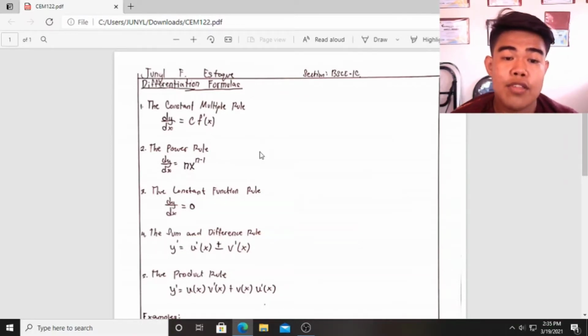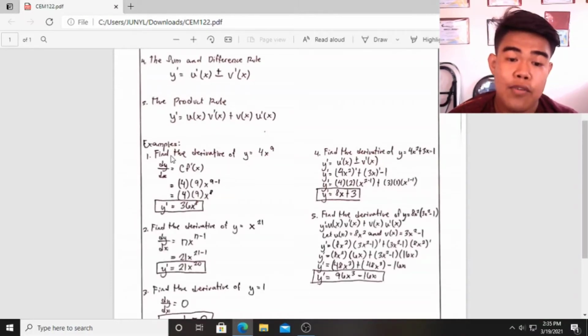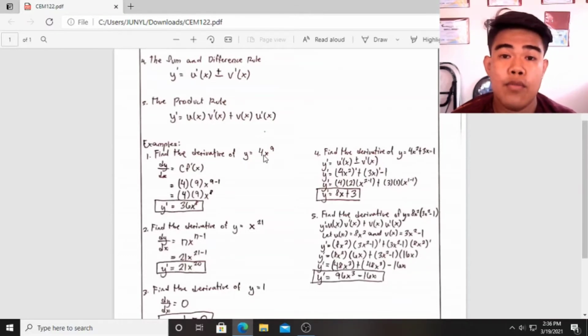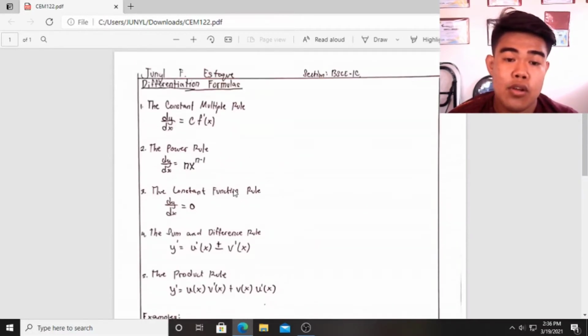So, for the example of constant multiple rule, find the derivative of y equals 4x raised to 9. So, the formula of constant multiple rule is derivative of y over derivative of x equals c f prime x.